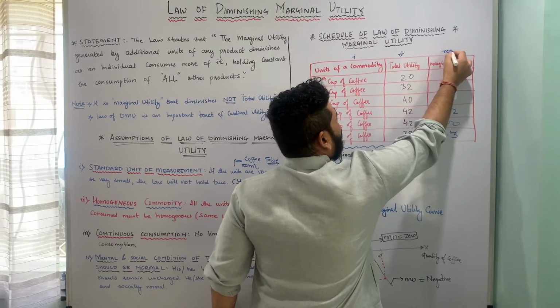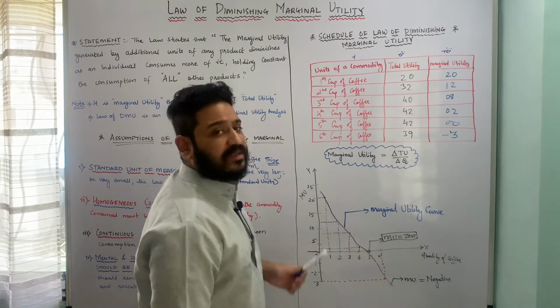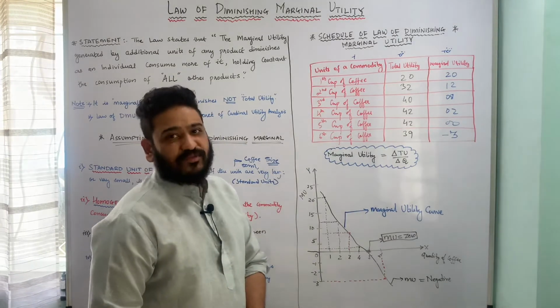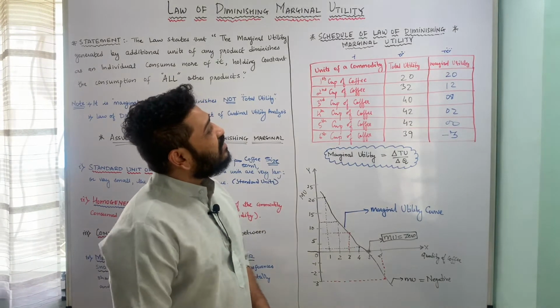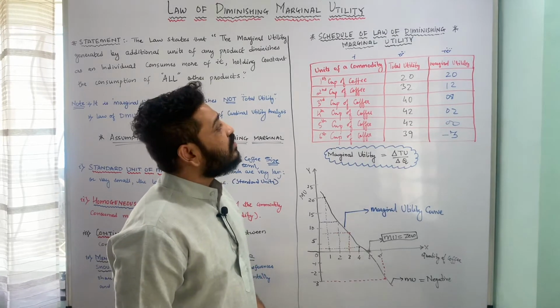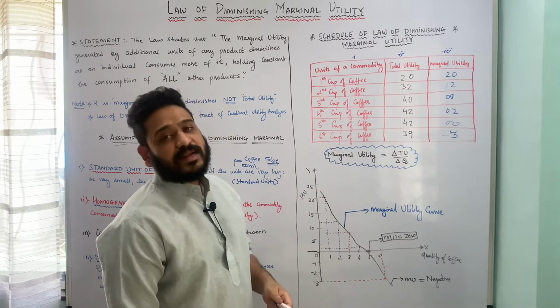In the first column, I am looking at the units of a commodity which is to be consumed. Here in our case, the units of commodity are cups of coffee. Then in the second column, I am looking at the total utility which I am going to generate out of consumption of the units of coffee, and the last column is talking about the marginal utility.